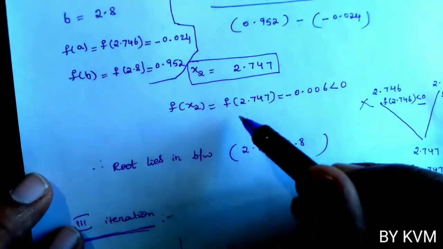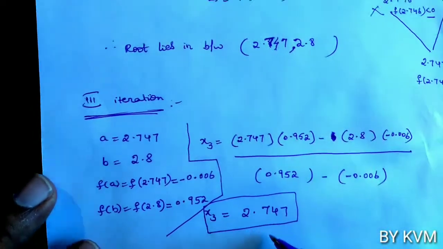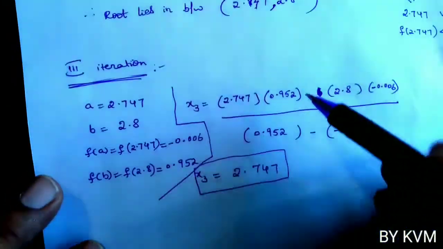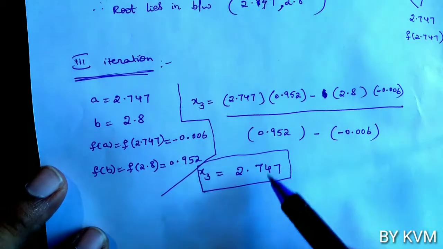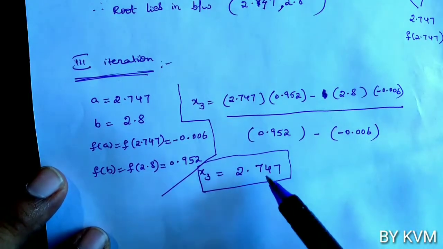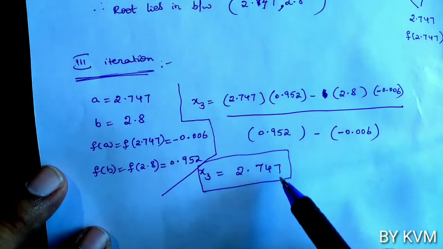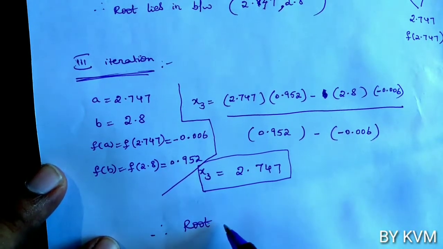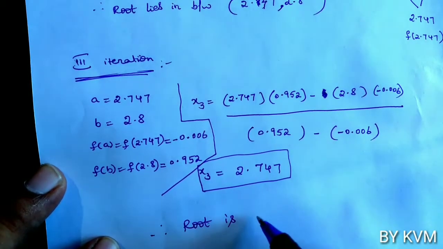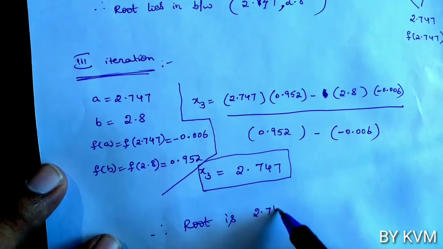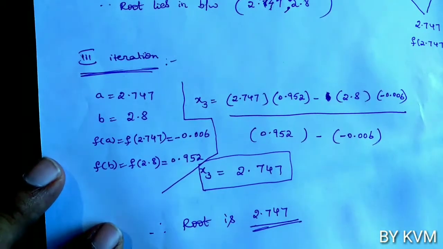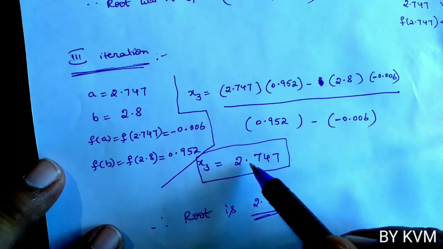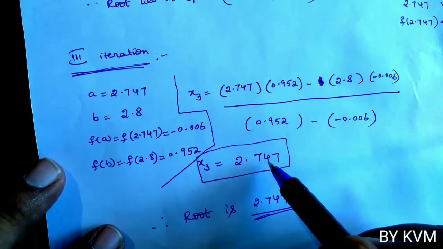So compare x2 and x3. Comparing x2 and x3, x2 is 2.747 and x3 is 2.747. So after the decimal point all three decimal places are the same, so this is enough. Therefore the root is 2.747. So the root of the given equation is 2.747. So after the decimal point at least three decimal places should be the same.